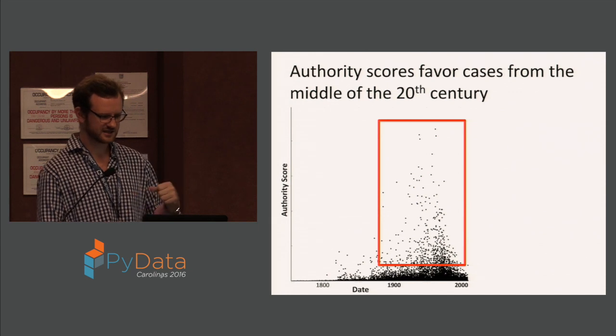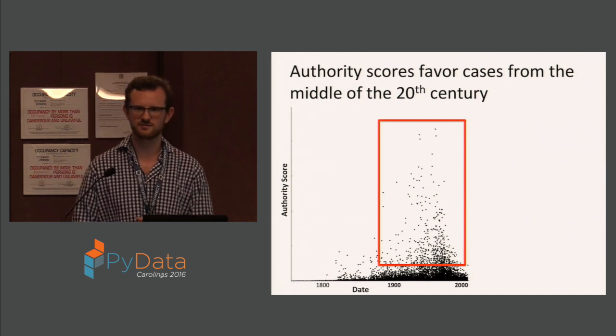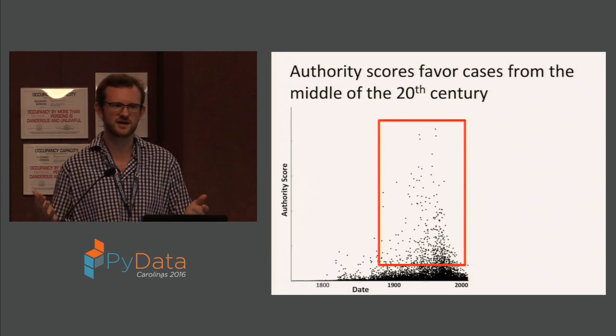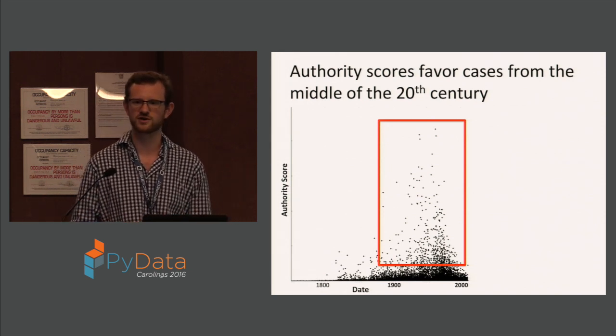Authority scores tended to favor cases in the middle of the 1900s. So that's good. I mean, that's sort of intuitively what you might think where the most important cases would be.